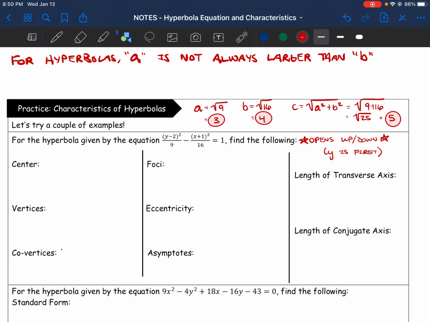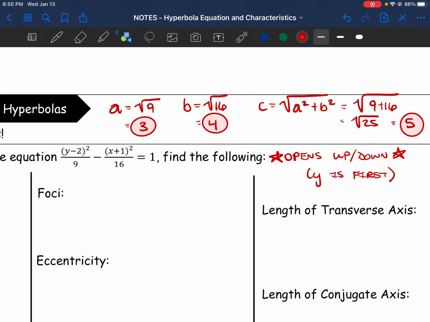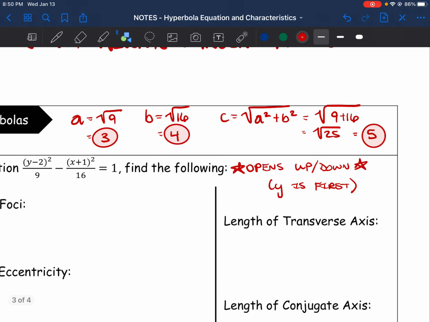And just real quickly, reminding ourselves what these different values mean is always important. The A term is the distance from the center to a vertex. If we double the A term, we get the length of the transverse axis. The B term is the distance from the center to a co-vertex. If we double this length, we get the length of the conjugate axis. And the C term is the distance from the center to a focus point on either side.